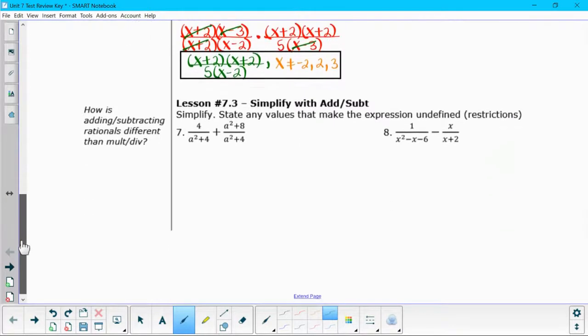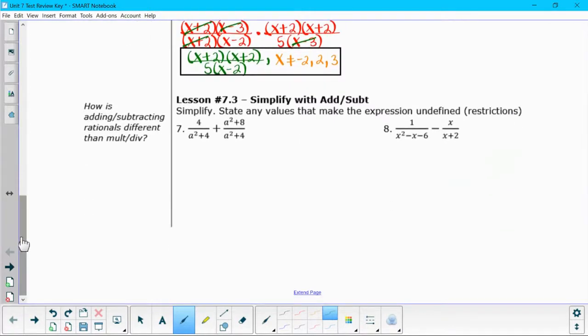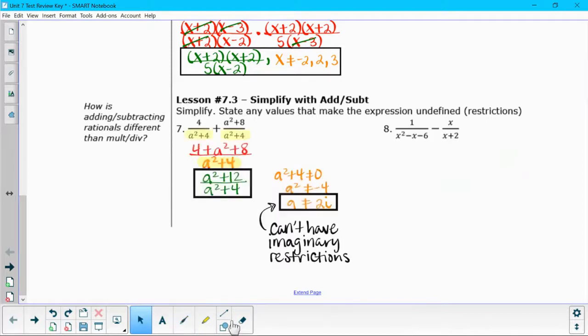Then we moved on to simplification with addition and subtraction. When you're adding and subtracting, you have to have a common denominator, so they have to be the same. The nice thing about number 7 is I already have the same common denominator of a squared plus 4. So I just have to combine my numerators over that common denominator.